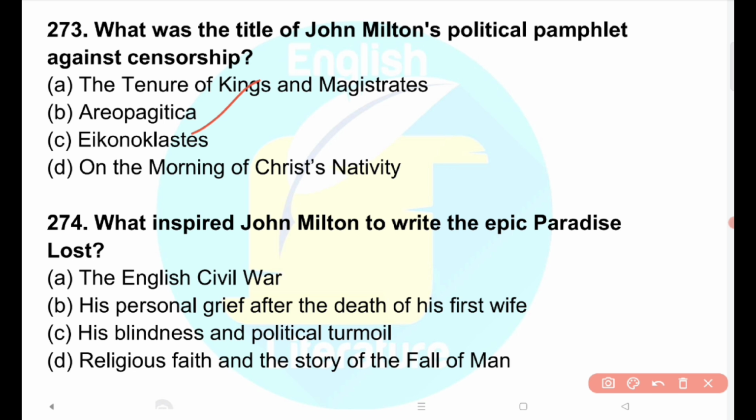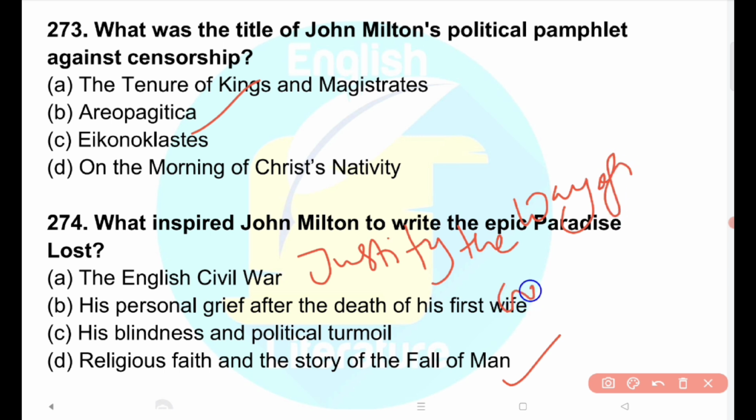What inspired John Milton to write the epic Paradise Lost? Option D, religious faith and the story of the fall of man. Milton's strong Puritan faith and the biblical story of Adam and Eve inspired him. He aimed to justify the ways of God to men. His blindness and political turmoil also influenced the theme of suffering and redemption.